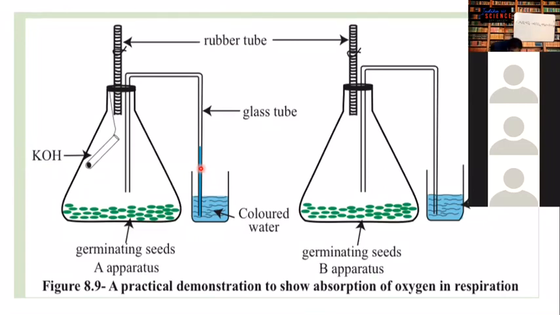Again, I'll repeat the answer. Carbon dioxide released during respiration of seeds dissolves in potassium hydroxide. Oxygen in the flask is absorbed by seeds for respiration. To fill that gap, air in the tube flows into the flask. So the water column in the glass tube is drawn up.